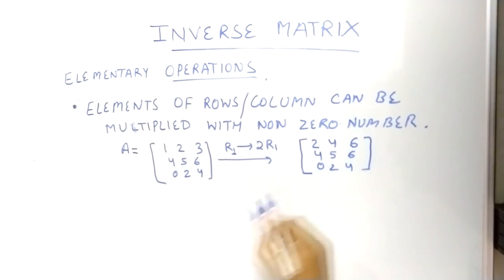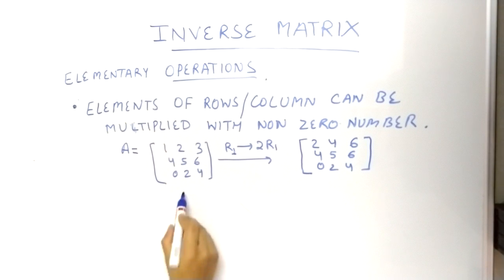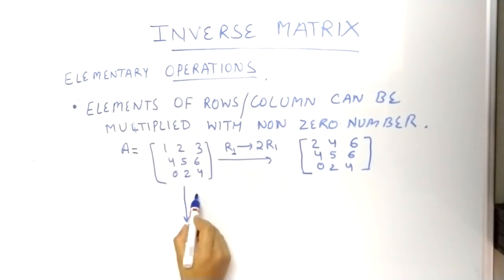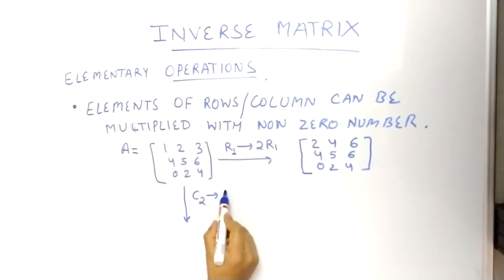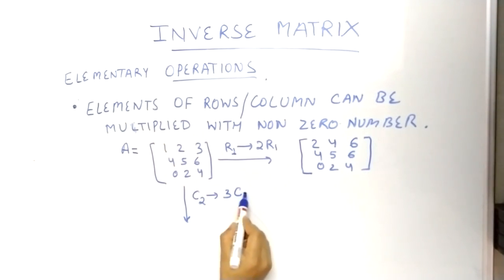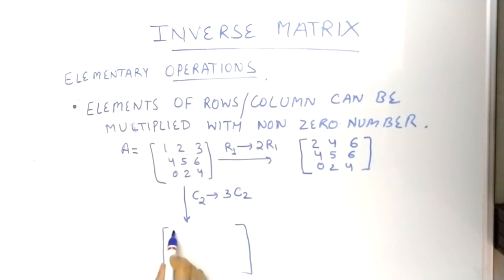Now this can be done in a column as well. I'm changing C2 with thrice of C2. After doing this change, C1 and C3 will remain the same, and C2 will reduce to 6, 15, and here you will get 6. So like this, you can do the second operation.